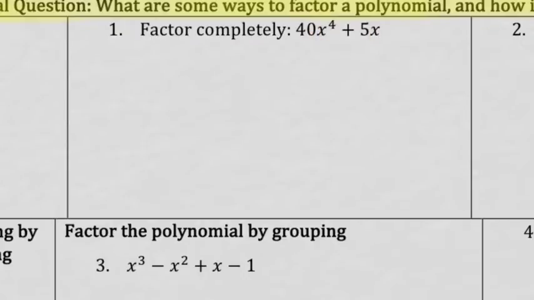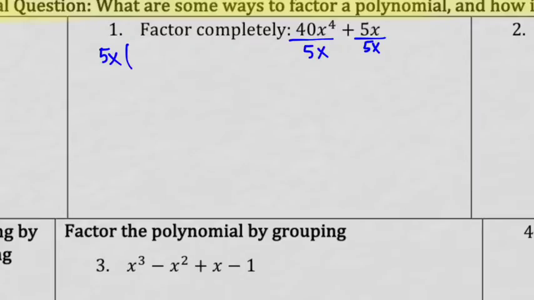40 and 5 can both be divided by 5, so we're going to divide by 5, right? That's what factoring out the GCF means. That means dividing by something, by the same thing. And also, if you notice, both of them have x, so we're not going to divide by 5, we're going to divide by 5x. Okay, so 5x goes outside, and then what's left after division?